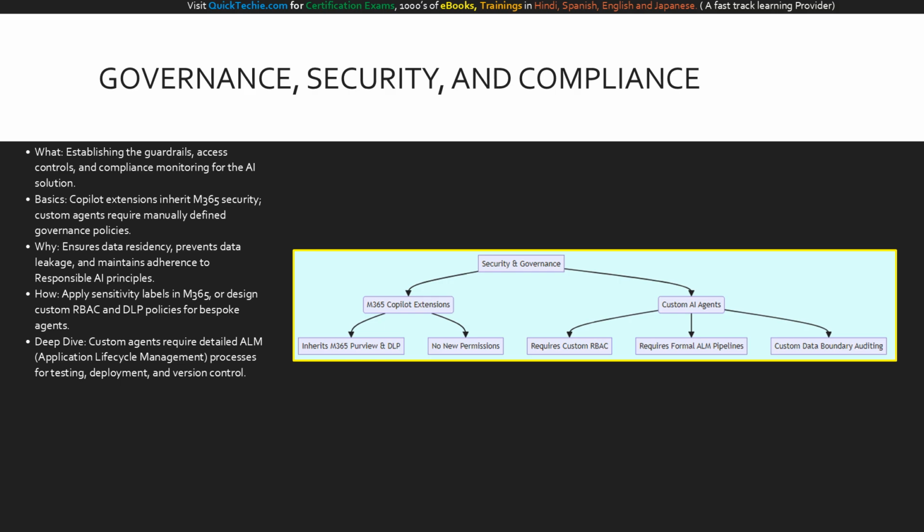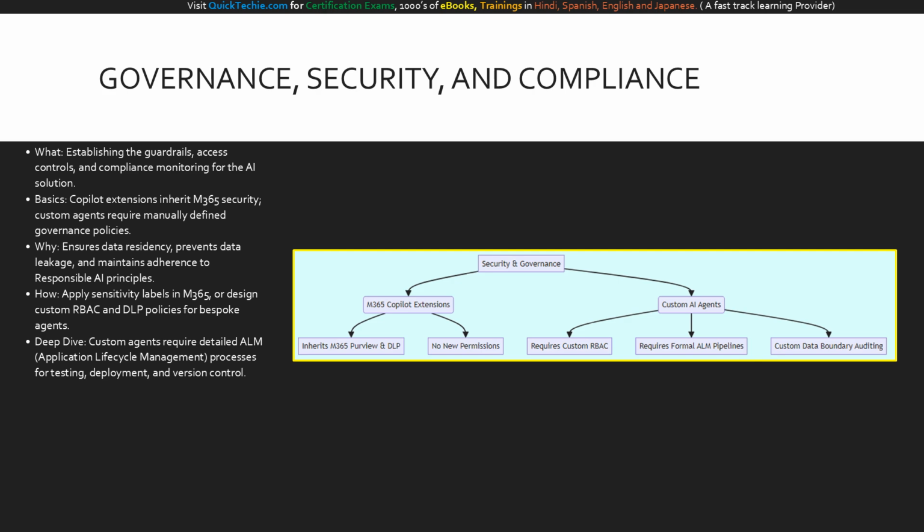It requires no new privileges. Custom agents, however, require you to manually define and enforce governance policies. Why is this critical? Because rigorous governance prevents sensitive data leakage, ensures regional data residency compliance, and upholds Microsoft's responsible AI principles.